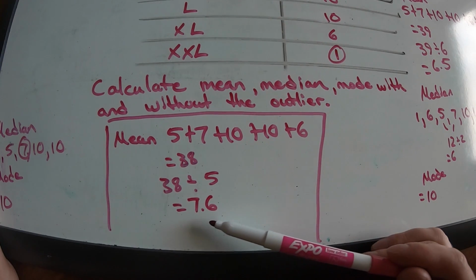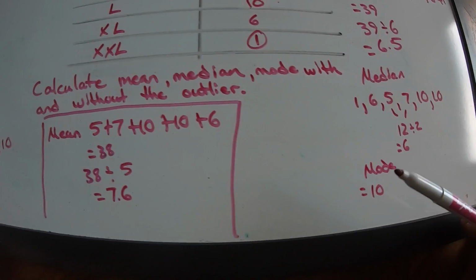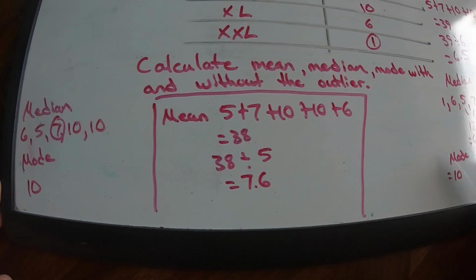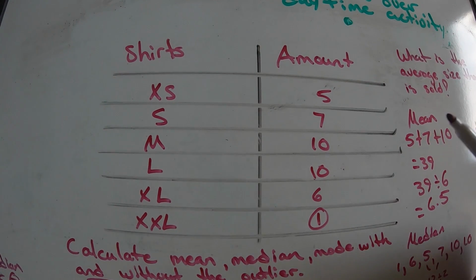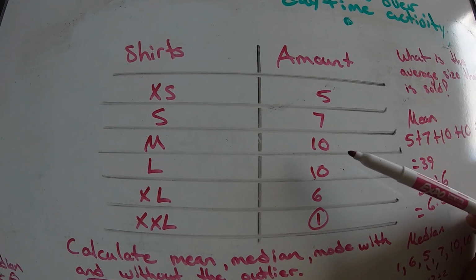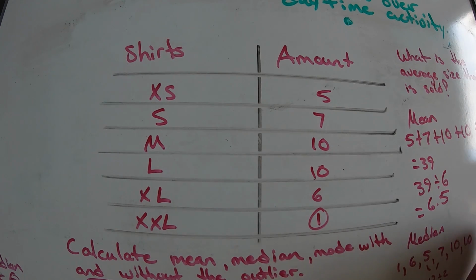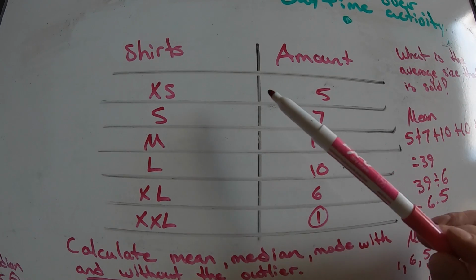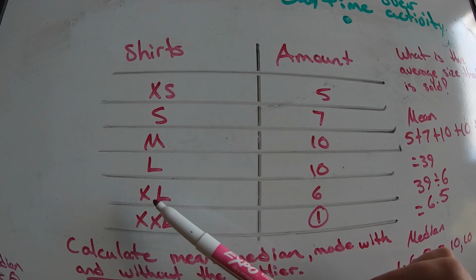So can we order 7.6 shirts? No. Is it telling us what sizes that we need to order? No. But the mode is telling us that, well, the ones that have number 10 next to them are being sold the most frequently. So if we needed to order more shirts to restock our store, chances are we're going to want to order medium and large before we order extra large. Smalls would probably be our second priority, and then extra smalls.